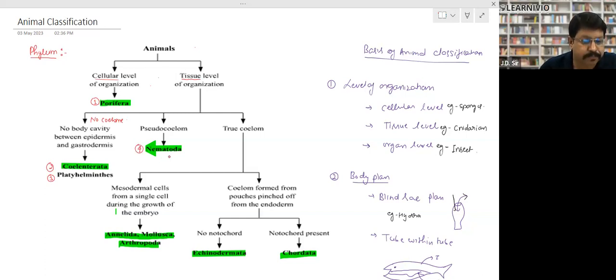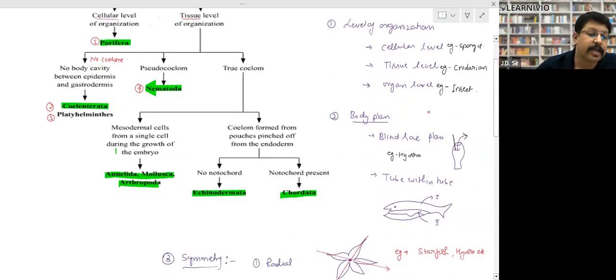Nematoda means roundworm. Now the third category belongs to those organisms which have a true coelom, where the coelom is present, and inside the coelom something is filled, either liquid or organs. So for that, true coelom. The fifth one is Annelida. The sixth one is Mollusca. The seventh is Arthropoda, right?